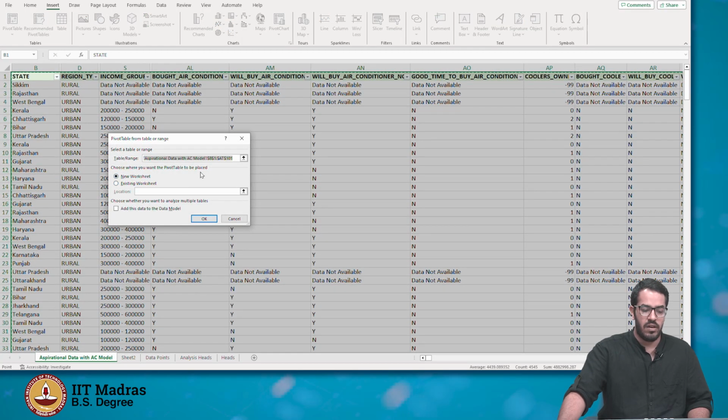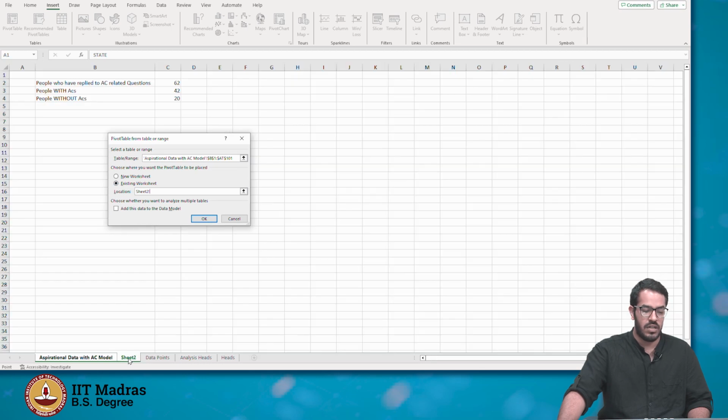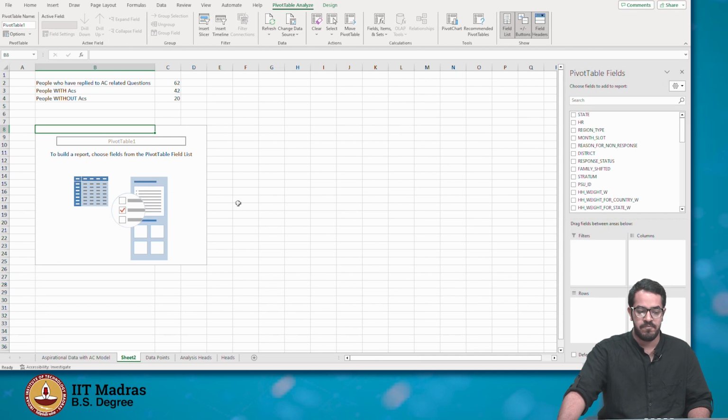It will ask me about the data range that I have selected, which is in front of you. That is the entire data that we have. I've selected all of that. Do I need this table in a new worksheet or an existing worksheet? I'd say I want it in an existing worksheet, and I select the radio button for existing worksheet. I'll go here, and I want the table to be formed here. So I select this and I just press OK.